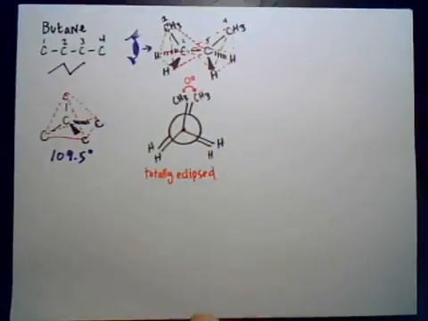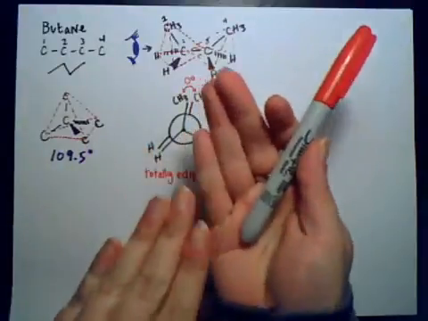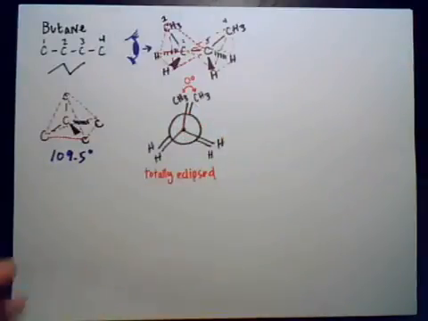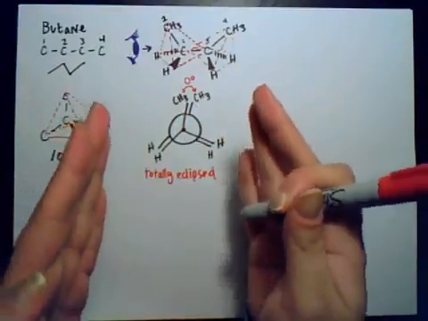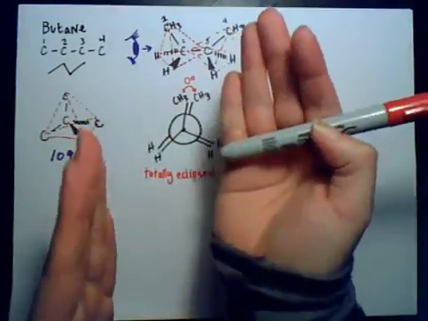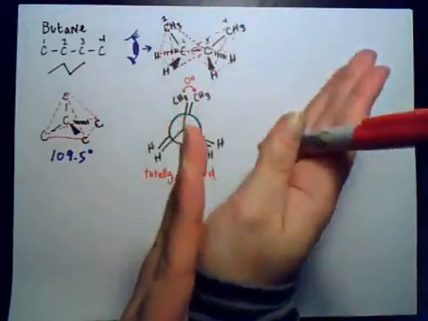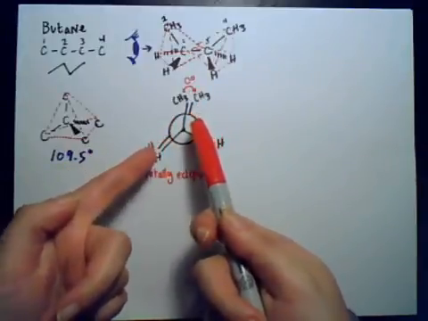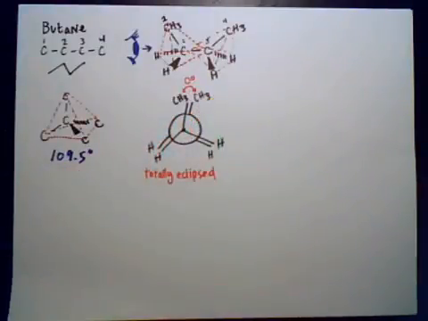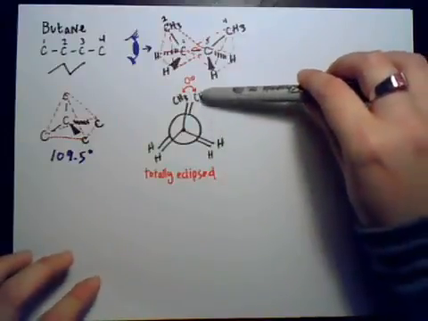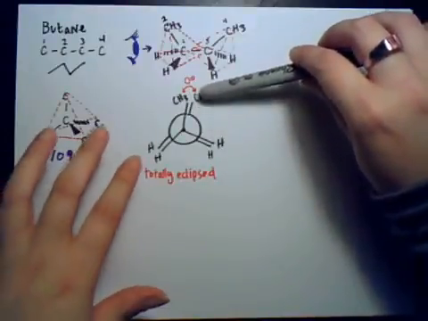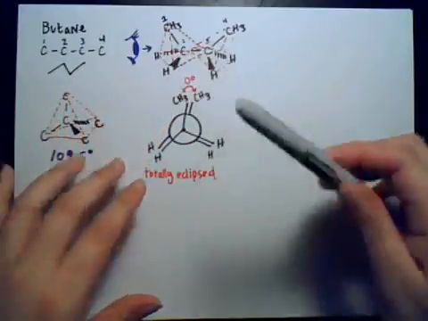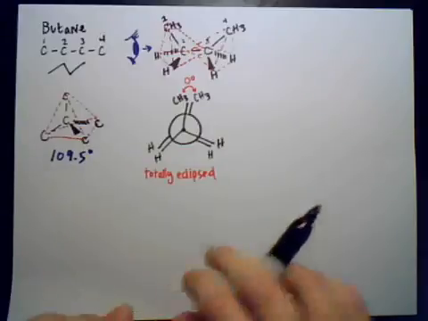Totally eclipsed means that the 2 large groups are right on top of each other. Now I know I left a little bit of space in between those 2 lines, but that's just to show you that there's 2 lines there. But really what this is trying to show you is that there's 0 degrees of rotation in between these 2 bulky groups. So therefore this is called totally eclipsed, and that's 0 degrees. Now if we take this CH3 and rotate it about the bond in between carbons 2 and 3, I'm going to show you how it would look.